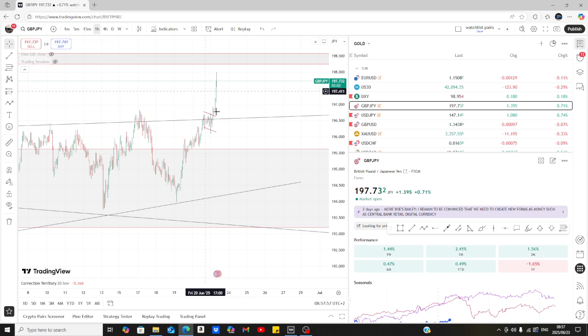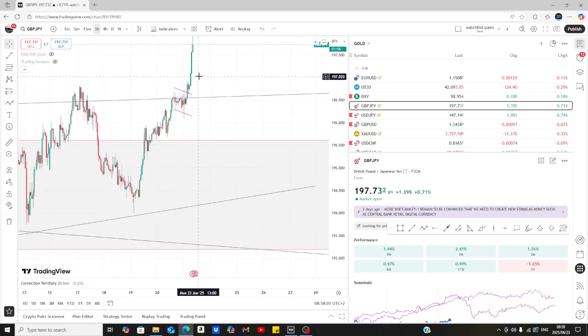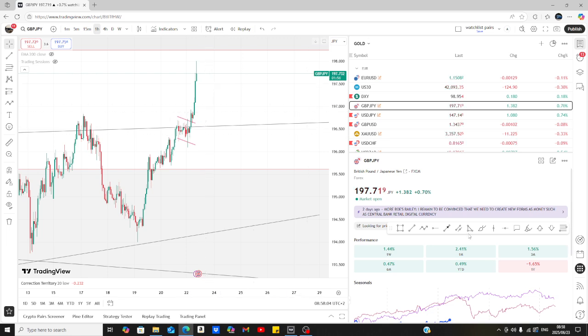So it's not really wise to follow the trend, right? Sorry, not follow the trend, chase the move. And for now we can see that GJ had an impulse, and if you notice, after every impulse there needs to be a correction.